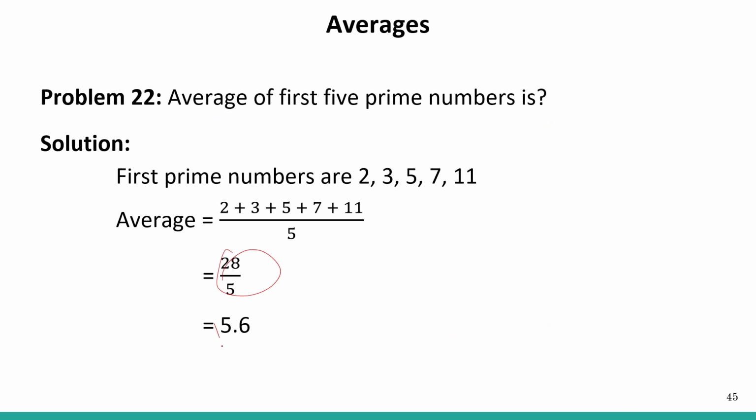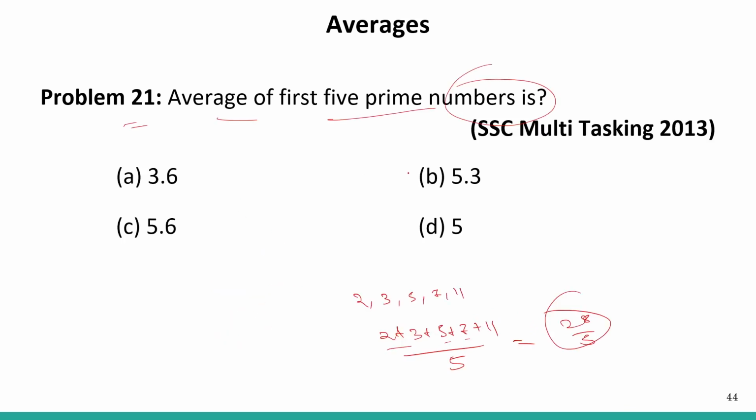So 28 by 5 is equal to what? 5.6. So 5.6 is the correct option, that is C. So these are all wrong options. The only correct option is option number C.